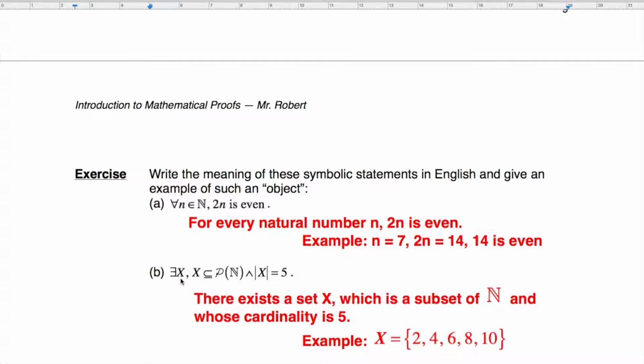Usually you're going to read that and you're going to say, there exists X such that X is included in the power set of N, and the cardinality of X is 5. When you rephrase it, you will write something maybe better in terms of English. There exists a set X which is a subset of N and whose cardinality is 5. Example, one of many. For example, X is the set consisting of the first 5 even numbers.